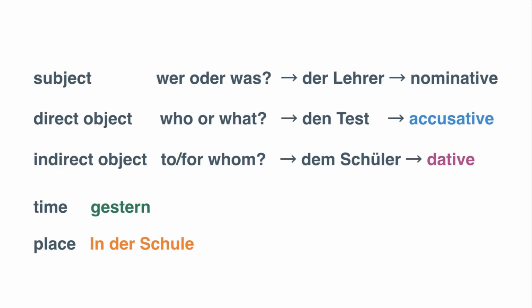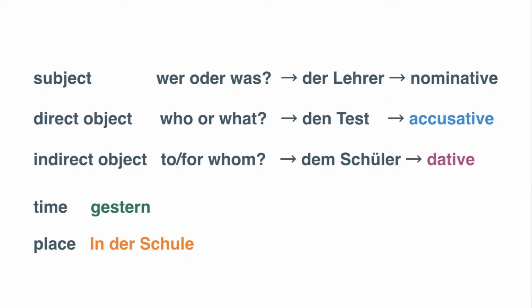So wer or was, who or what, is the question whose answer gives you the subject. Who does what, right? In this case, der Lehrer, the teacher. The direct object: who or what does he return? Den Test, that's the accusative object or direct object.